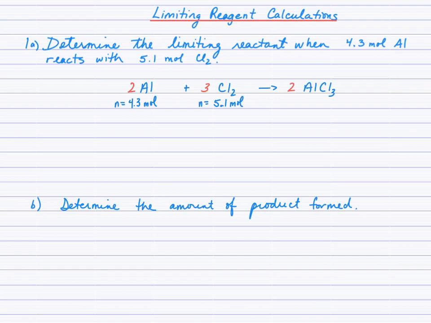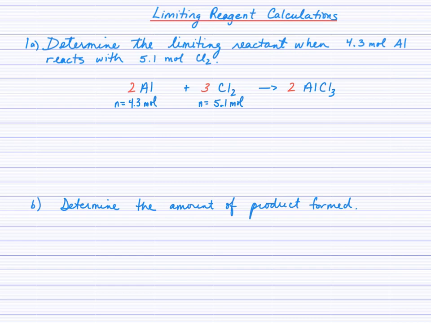Okay, so you can see I've balanced the equation. Remember to cross charges for the aluminum chloride formula on the product side. We've been told here that 4.3 moles of aluminum is being combined with 5.1 moles of chlorine. Now, are those present in stoichiometric amounts? Because if they are, then they're essentially both limiting. They're both going to be used completely.